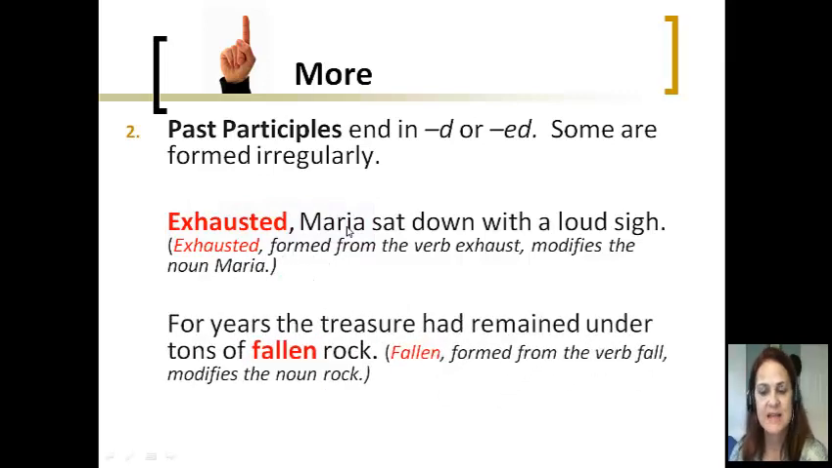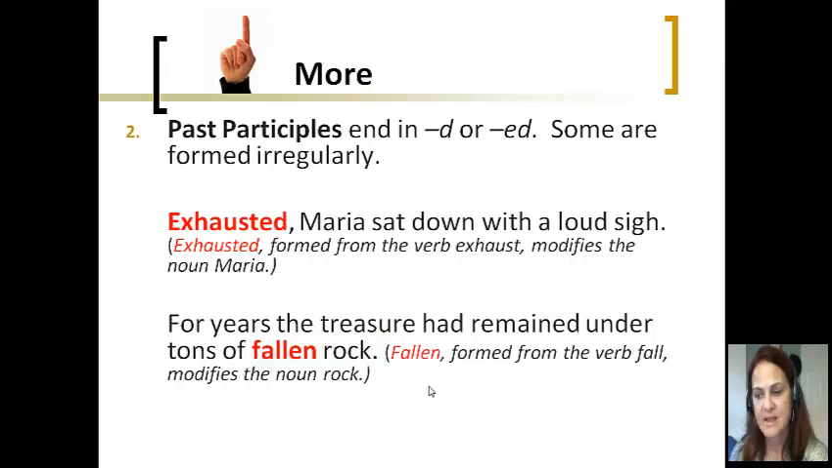And our last example, for years the treasure had remained under tons of fallen rock. Here our past participle is fallen. It's formed irregularly, fallen. And it's formed from the verb fall, and here it's modifying the noun rock. So we know it's a participle.